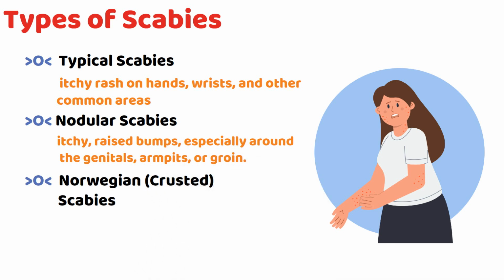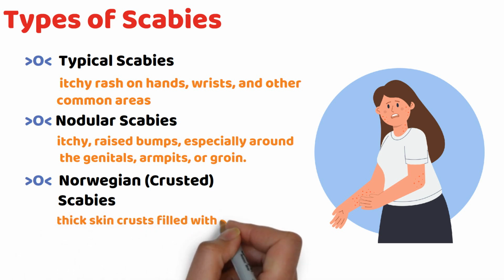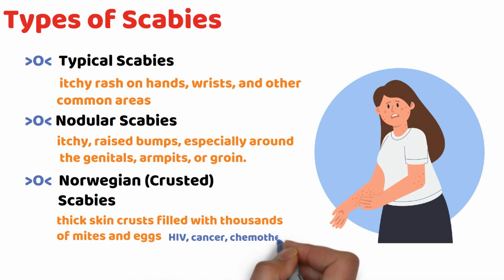Now we see what Norwegian or crusted scabies is. A severe, highly contagious form of scabies is Norwegian scabies, leading to thick skin crust filled with thousands of mites and eggs. This type is life-threatening and usually affects people with weakened immune systems, such as those with HIV, certain cancers, or those undergoing chemotherapy.